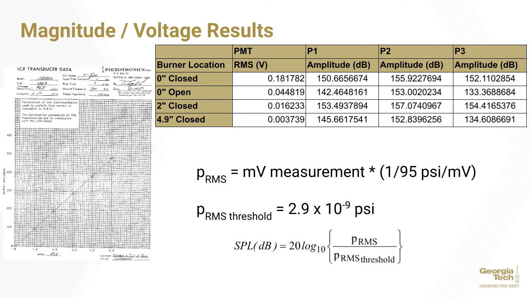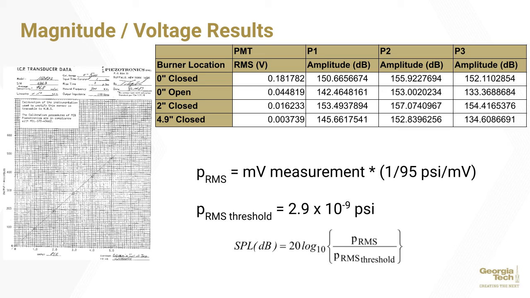Here are the voltage and amplitude results. The voltage measurements from the 3 transducers are converted to decibels. First, voltage is converted to pressure RMS using a calibration curve from the chart shown on the left. An approximation involved dividing the millivolt measurement by 95. From here, pressure RMS and pressure RMS at the threshold of hearing are used to obtain decibels.